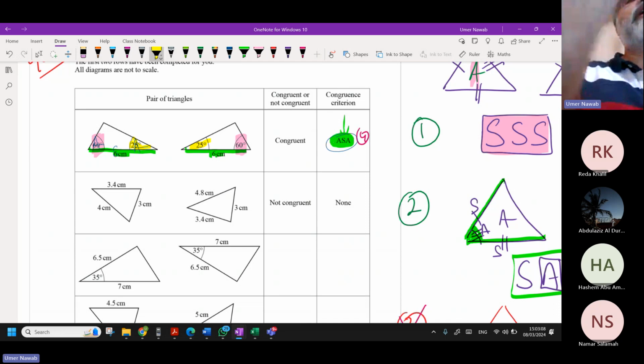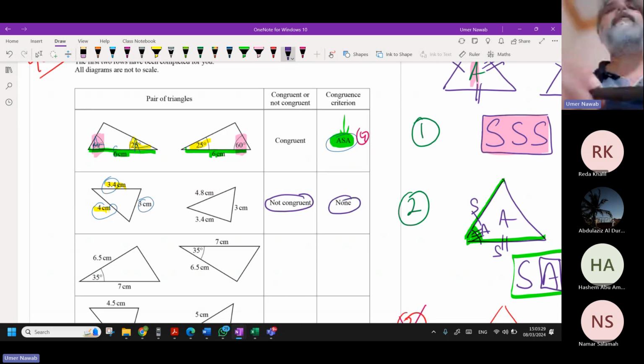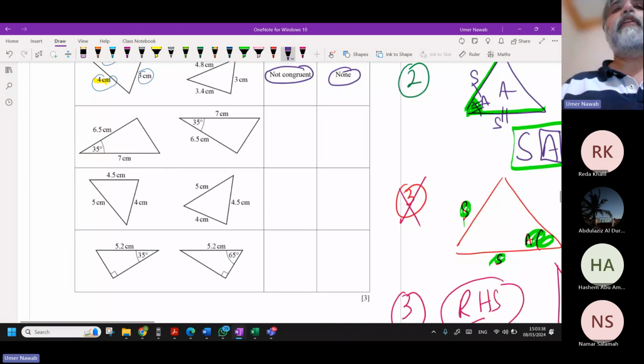Why are the two sides not congruent? Because their sides are not the same. The triple S property cannot be applied on it, because if this is 4, 3, 3.4, the other side should also have 4, 3, 3.4, then I can say they are congruent. Don't say similar triangles. He's not asking about similar triangles, only whether it is congruent or not congruent. If it is not congruent, you should write none over there. So the examiner gave you two examples. You need to follow those examples and fill the spaces.